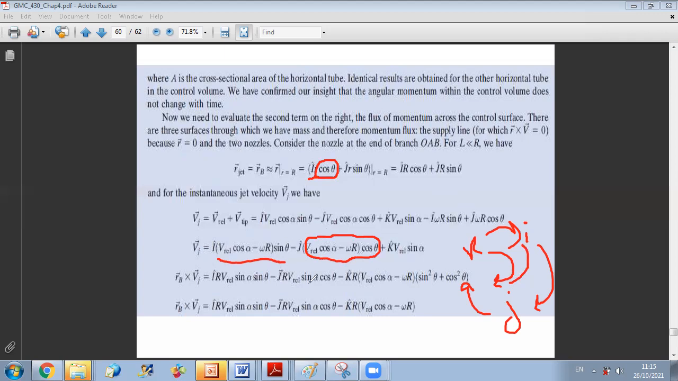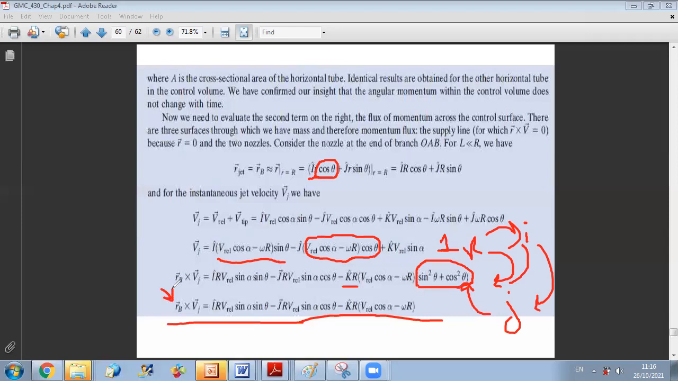When you are done, you group I terms together, J terms together and K terms together. You end up with the following result after some simplification. For example, along K, you will get V relative cosine alpha minus omega R times sine square plus cosine square, and this can be replaced by 1. So now this is your result for R vectorial V.